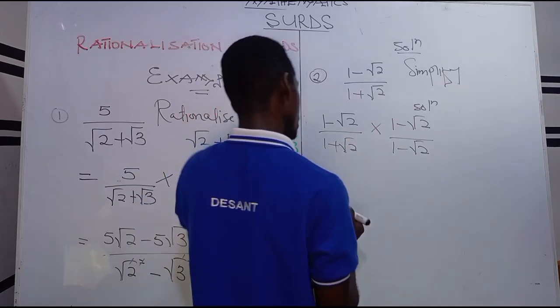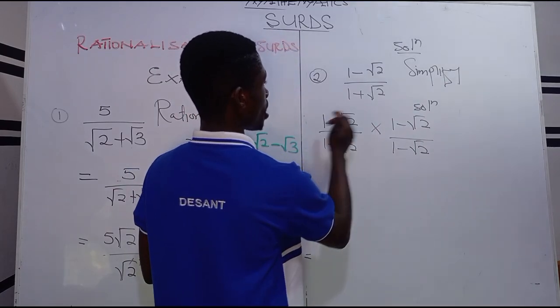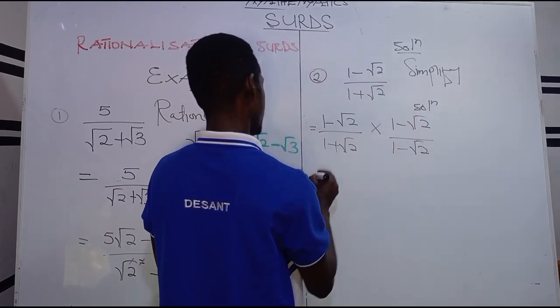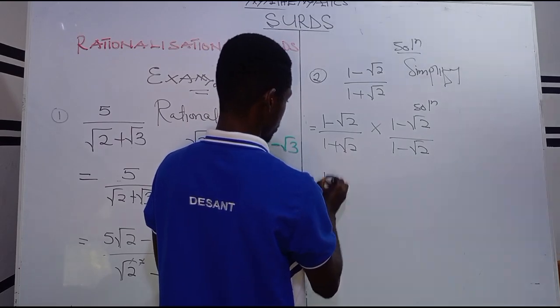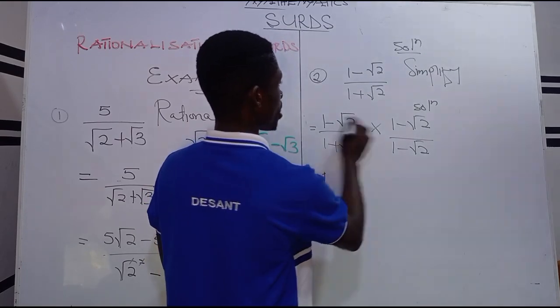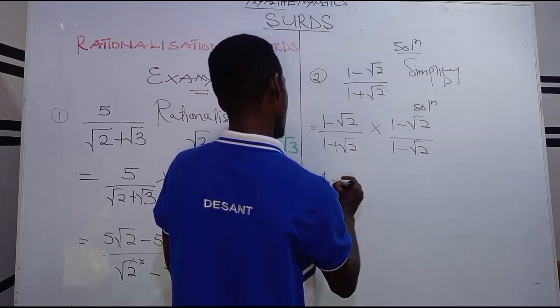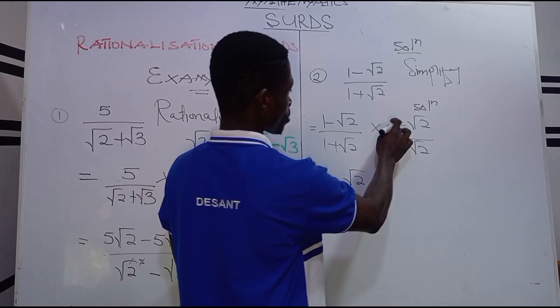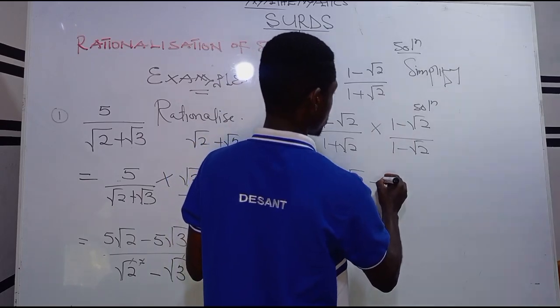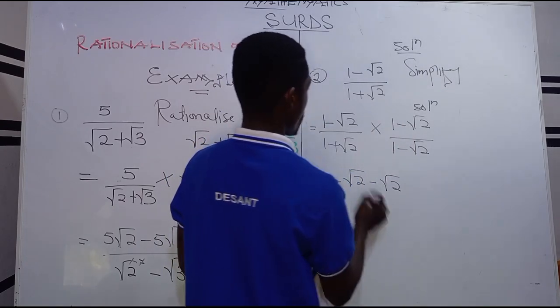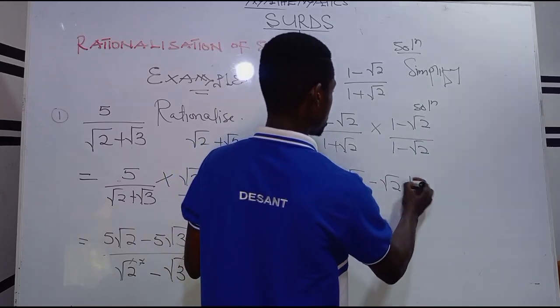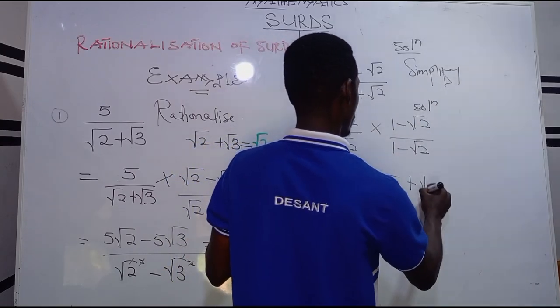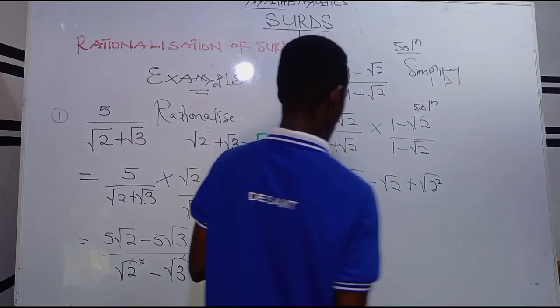So we are just going to multiply. 1 times 1 will give us 1, right? 1 times minus root of 2 give us minus root 2. Minus root 2 times 1 will give us minus root 2. And again will give us positive. This will give us root of what? 2 squared or 4.